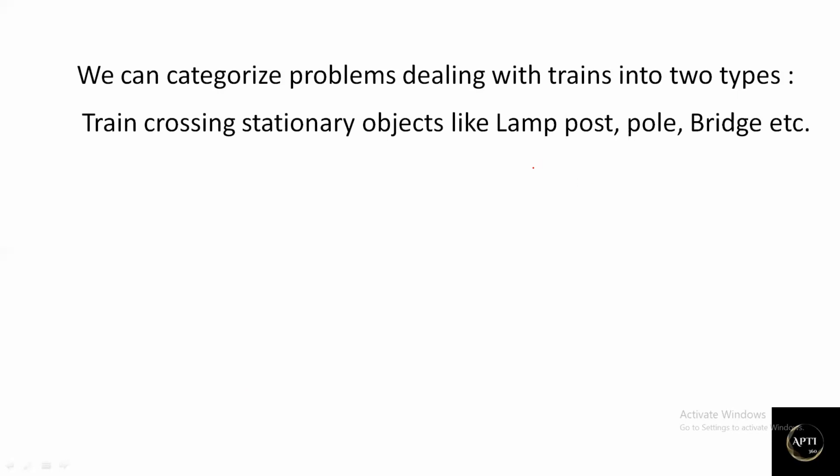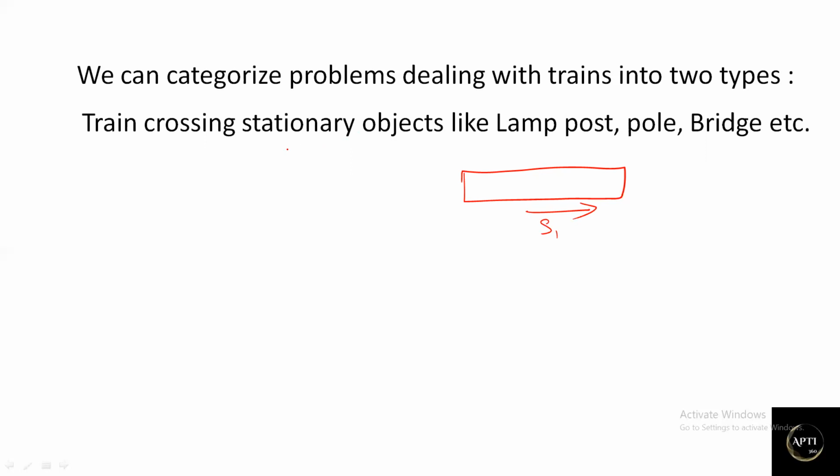Let us consider one train which is moving in this direction with speed s1, crossing stationary objects. What can be the situations that they will give in the competitive exams? Let's consider the train is crossing one pole which is there on the platform. Now how much time will the train take to cross the pole? The pole is stationary, we don't have any motion for the pole. Even a bridge or platform.